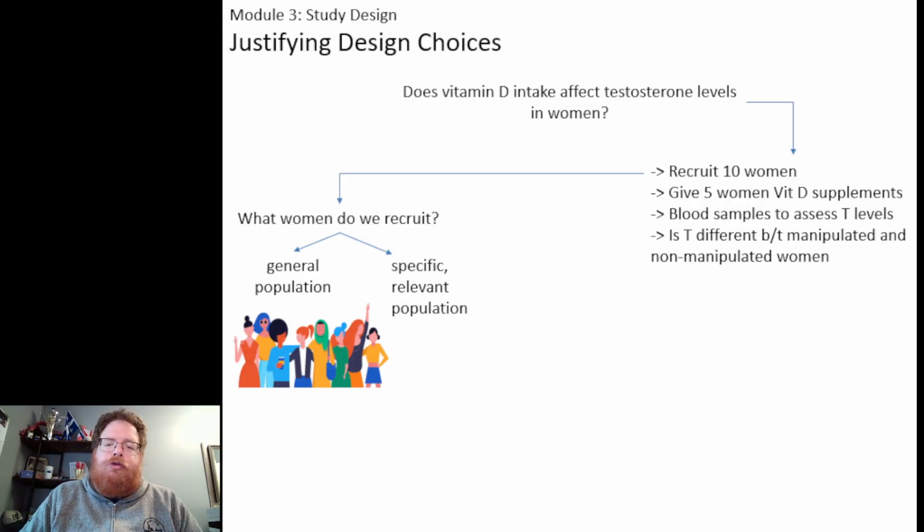And in that case, you should provide not only the details about which women we actually recruited, but also the rationale for why we didn't just recruit from the general population. The other thing you have to think about, and this is a little bit harder to do in the context of our short communication assignments, is how many women we recruit. I gave here the number 10, and that was kind of a random number.